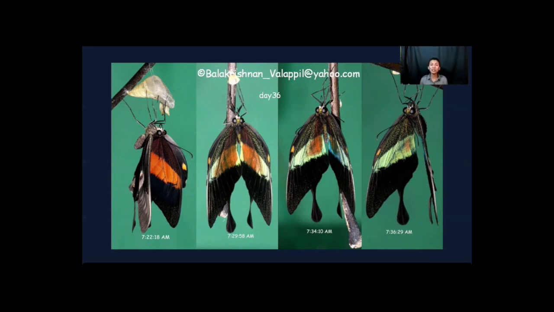Butterflies usually choose early hours of the morning to emerge. This gives them some safe time. It is a time when maybe few predators are active. And also it is the time when the sun is becoming warmer and warmer, which helps in drying its wings as well as giving it energy from the sunlight. Here you can see Mr. Balakrishnan has written down the time as well.